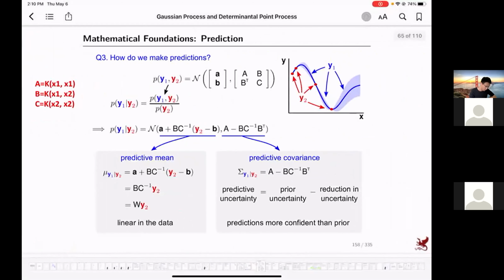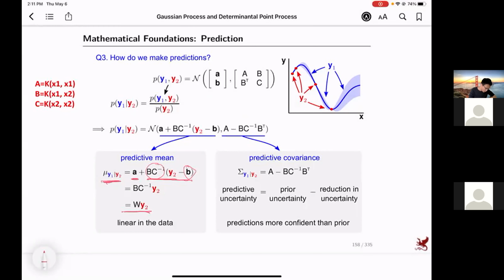So it will look like this. We can compute this new mean, which is the prior mean we put on y1 plus this correction term. This correction term involves the covariance of y2 and the difference between what we observed of y2 and its mean. And then finally we see that this is a linear function of y2.